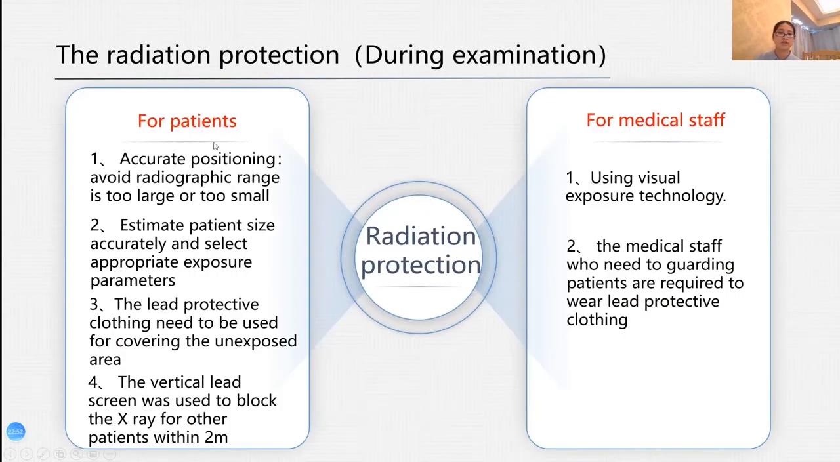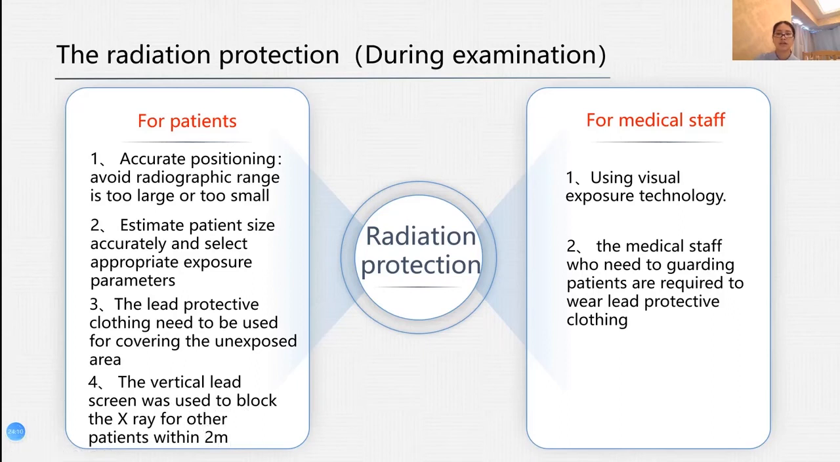First, for patients, accurate positioning can avoid a radiographic range that is too large or too small, and we can estimate patient size accurately and select appropriate exposure parameters. And the protective clothing needs to be used for covering the unexposed area. And last, the vertical lead screen was used to block the X-ray for other patients within 2 meters.